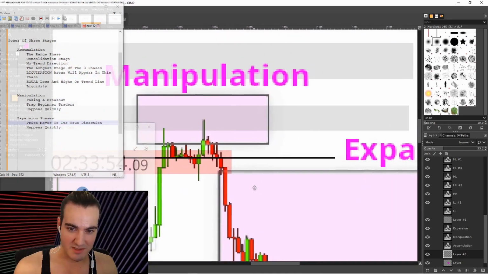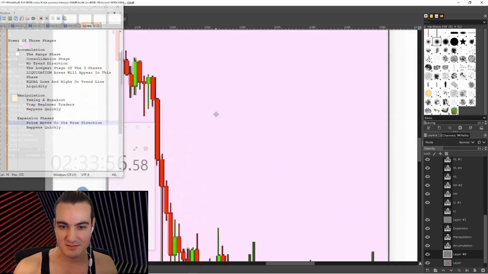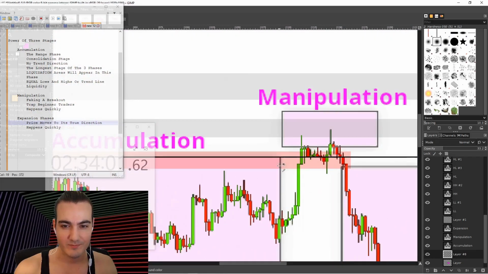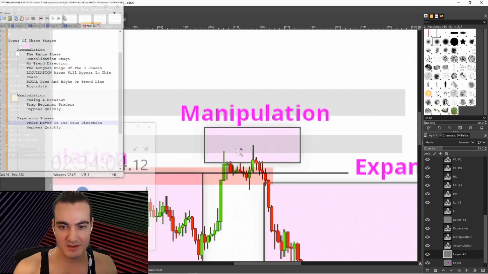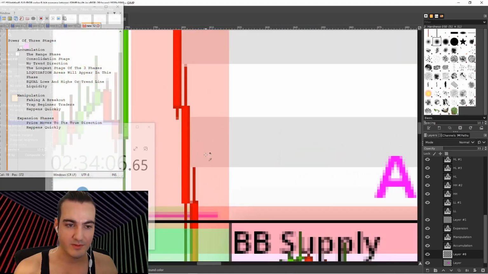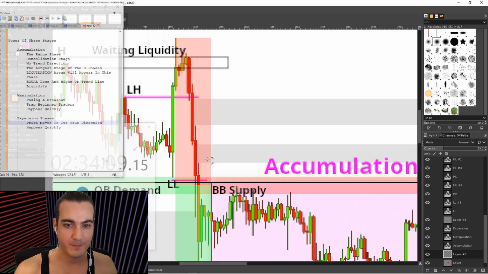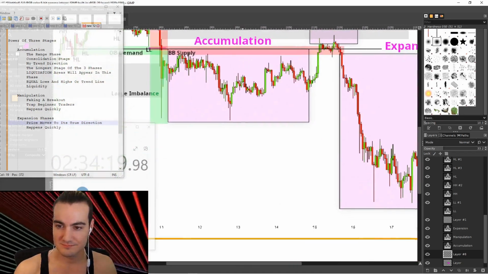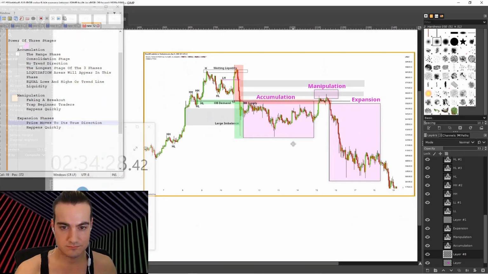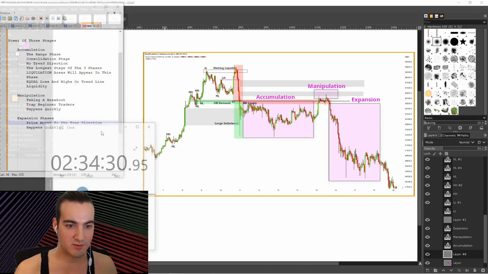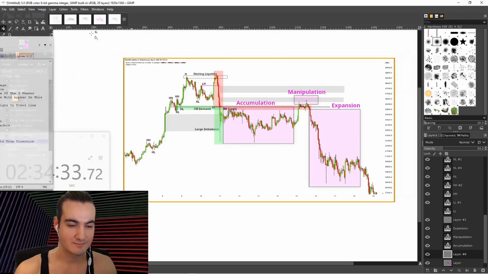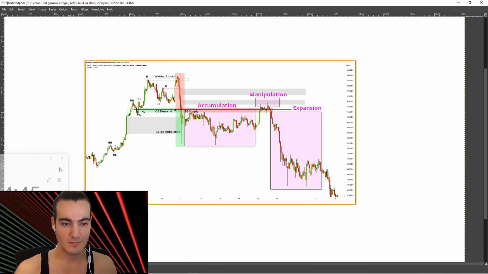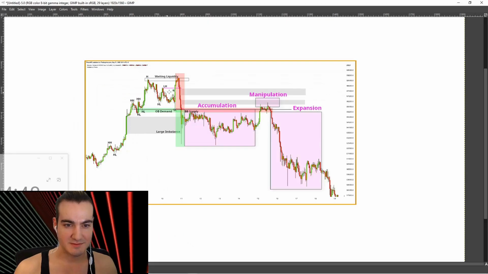And then the expansion phase is where price ends up going where it wants to. But this manipulation box lines up perfectly with the imbalance printed here. We don't quite make it to this imbalance. Okay, let's bring that over into the notes. Or should I give it a title first?